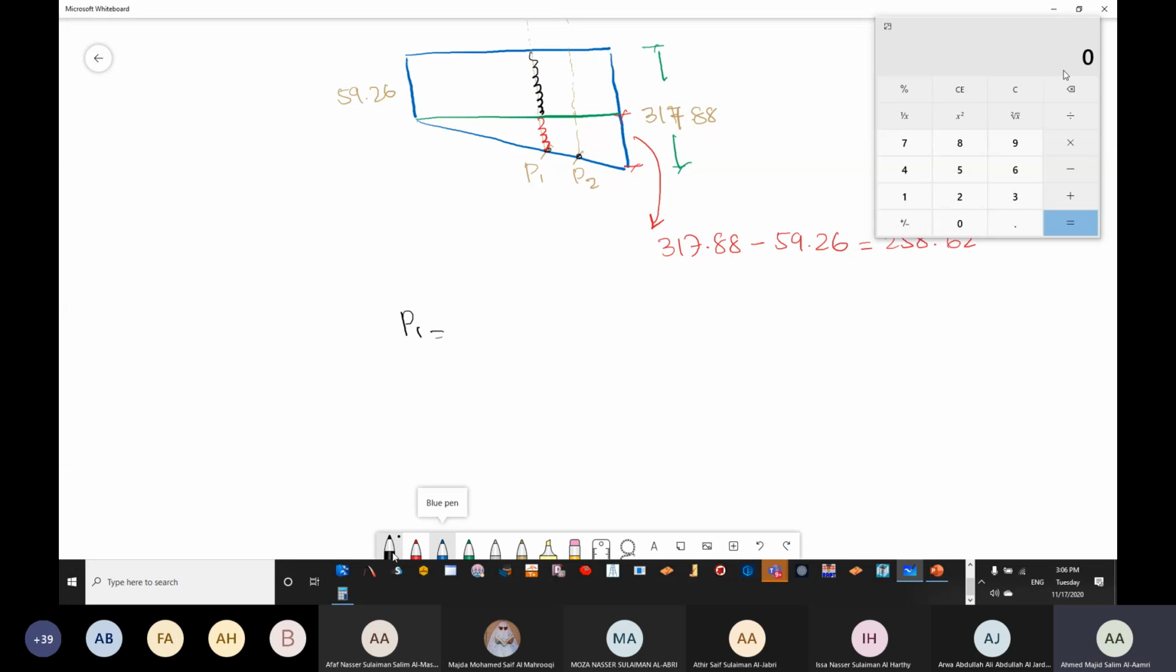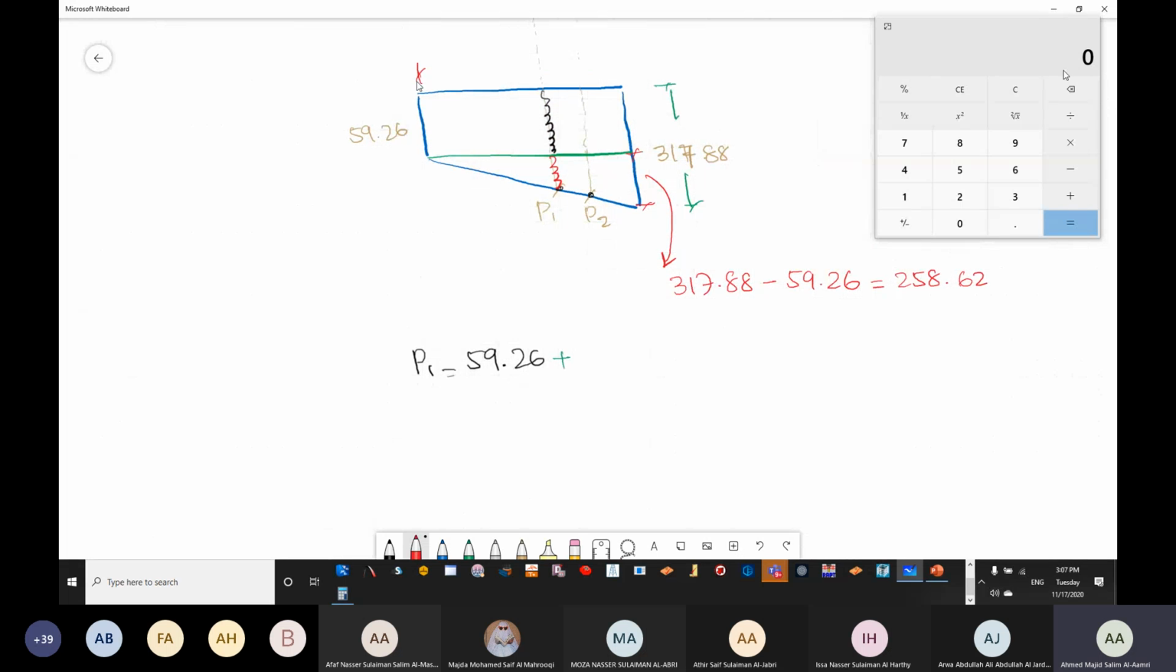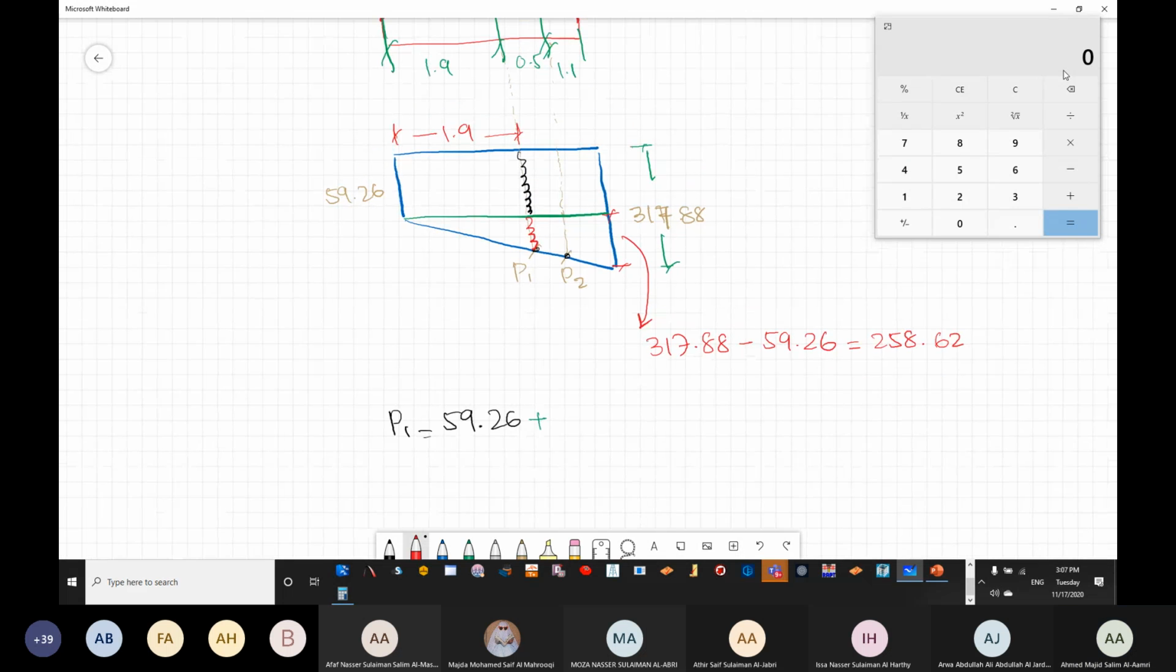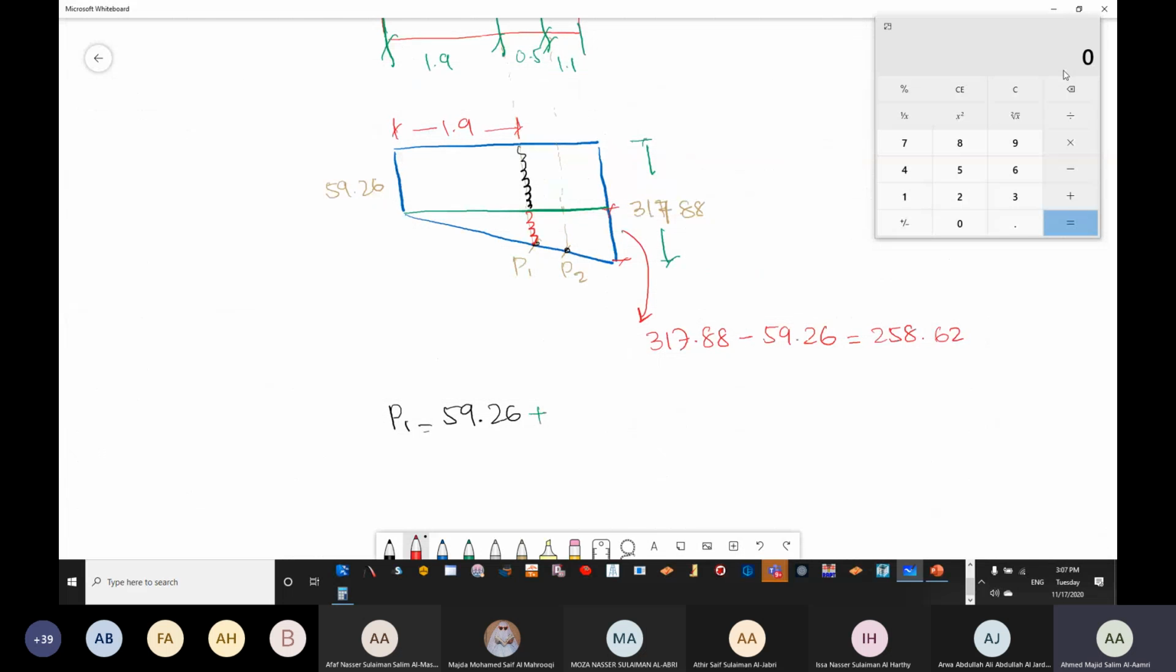So the black color is 59.26. The red color, you can use the triangles. You already know that this distance is 1.9 meters. So what I'm going to do is 1.9 divided by 3.5 multiplied by the difference, which is 258.